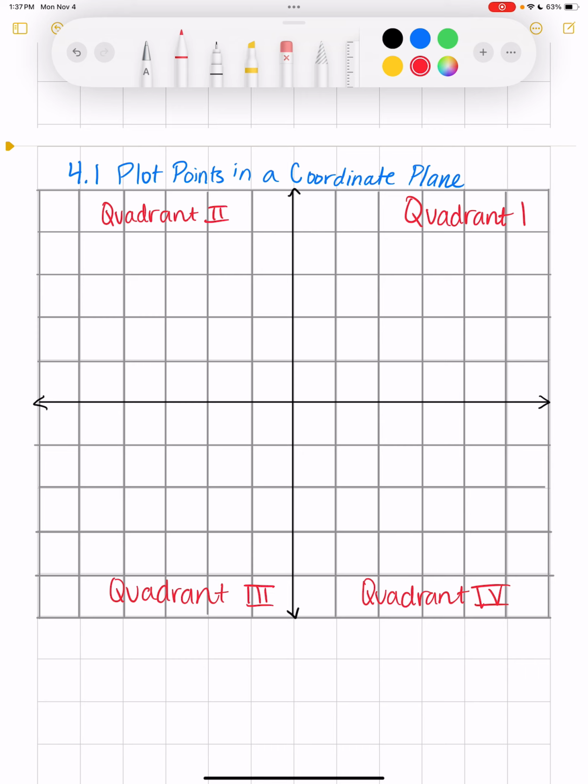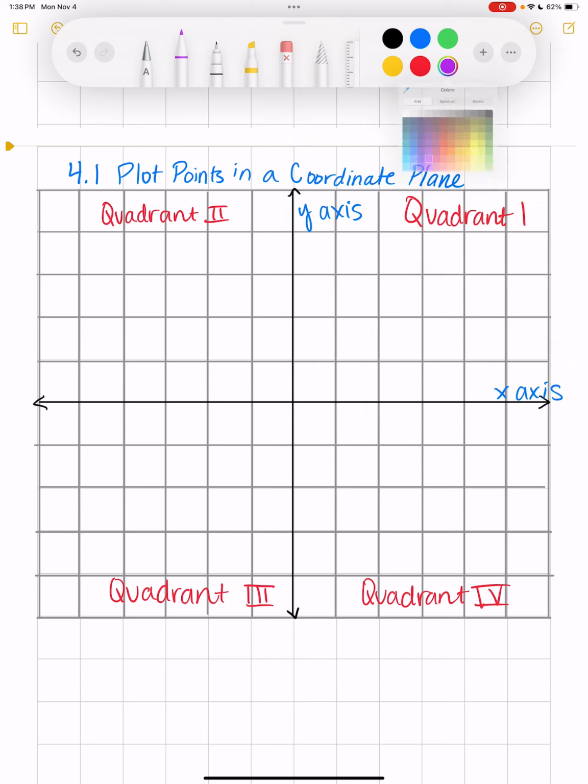On the graph, let's do this first. This right here, this line going across with the arrows on it, is the x-axis. The one going up and down is the y-axis.